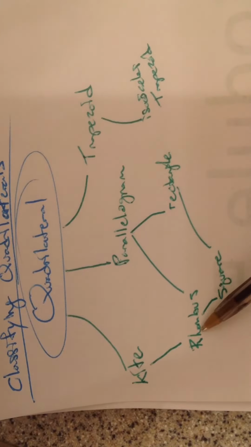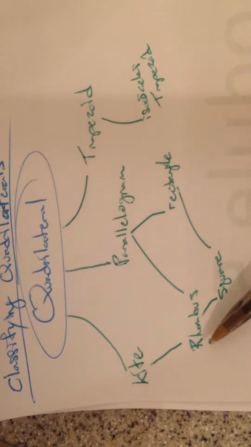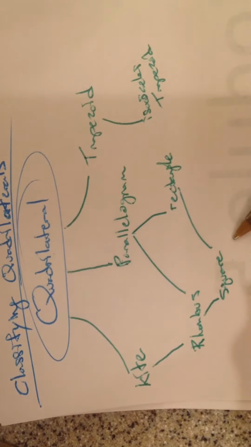A rhombus, on the other hand, has all sides equal, but it doesn't have those 90-degree angles. So you can have these different types of shapes going on that can classify down even further and further, and we'll talk about the properties of these in another video.